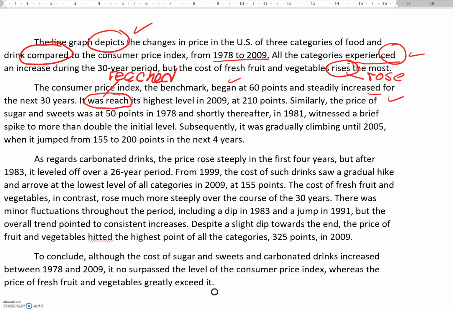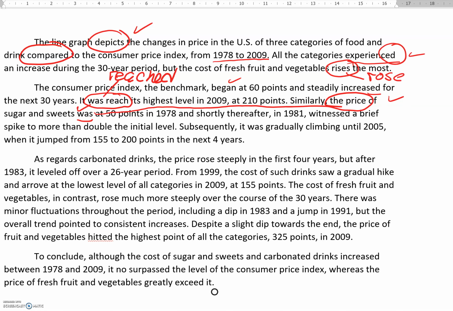Similarly, the price of sugar and sweets was, okay, past tense. Now with was and were, we have to check for subject-verb agreement, right? And some people might see sugar and sweets and think that was is wrong, it should be were. But in fact, the subject of was is the price. The price was. Okay, so that's singular. Was is singular, so that's correct.